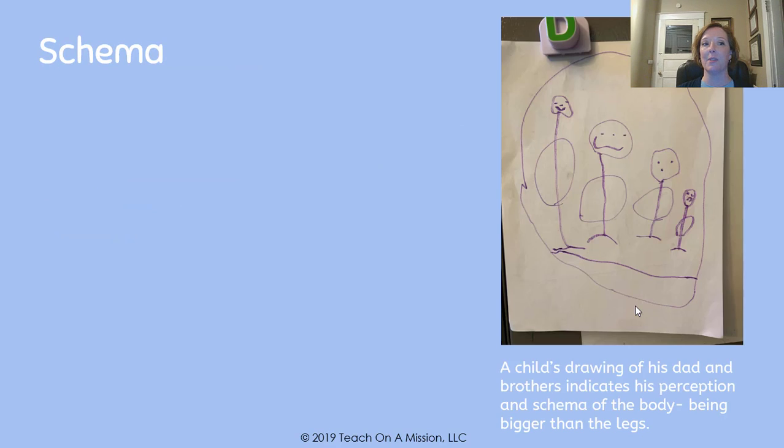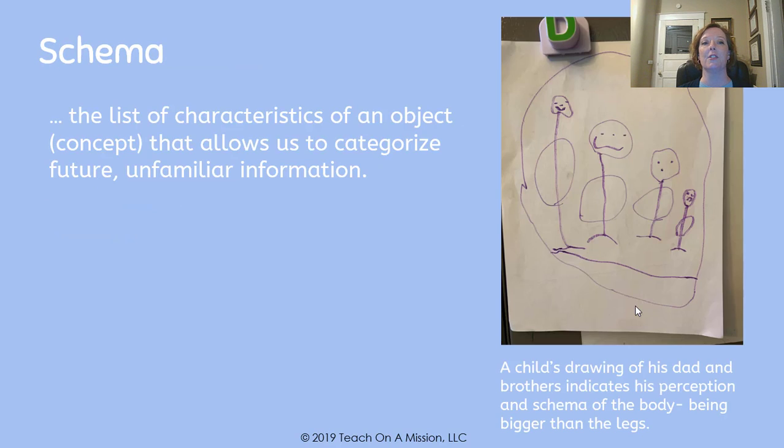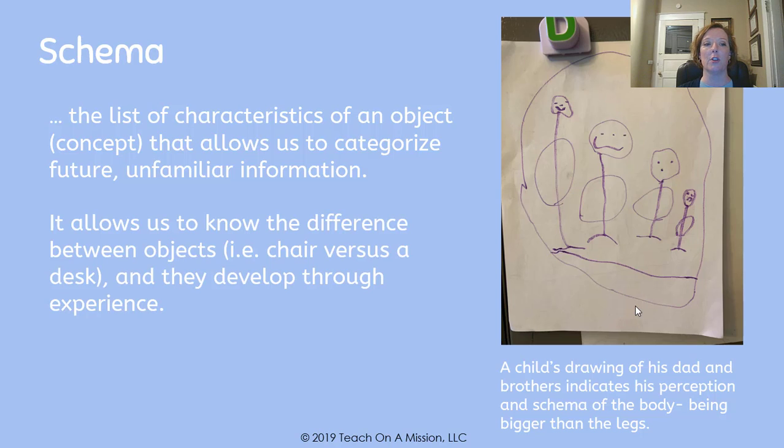So the next concept is schema. This includes a list of characteristics of an object or the concept of an object that allows us to mentally categorize information both in the present and future information as we're being exposed to it. It allows us to know the difference between objects. So we know the difference between a chair versus a desk. Maybe we didn't always know that though. This was something that we experienced through more and more refined schemas, and they do develop through experience.